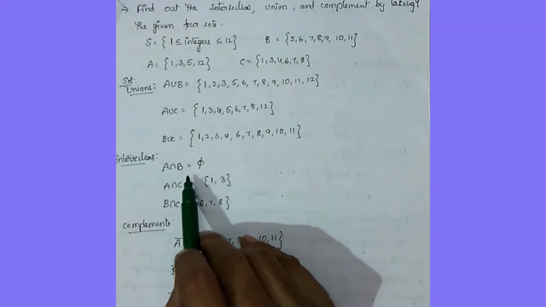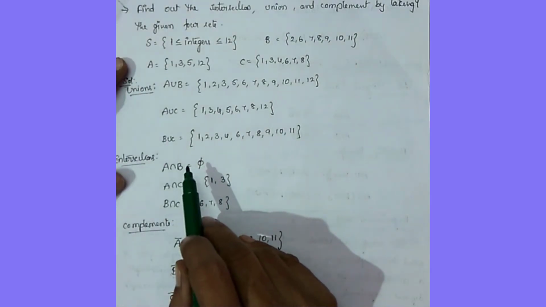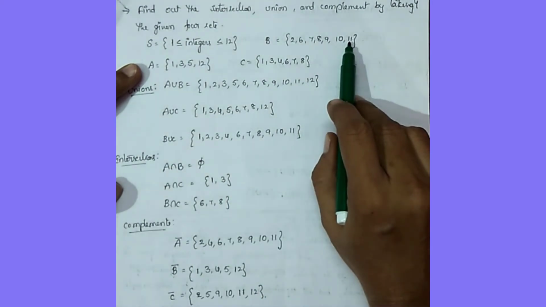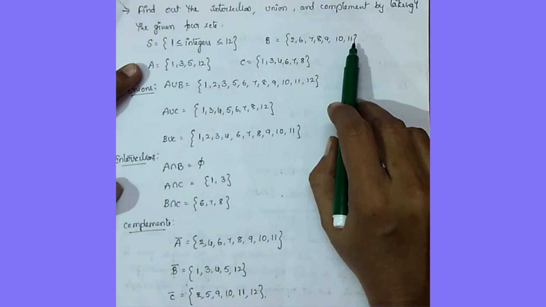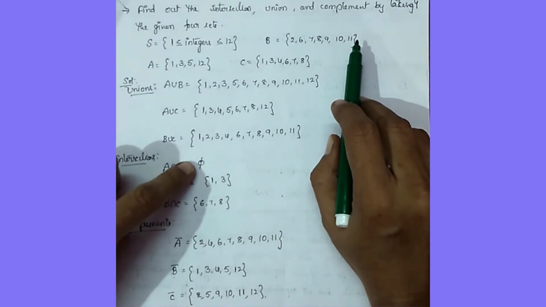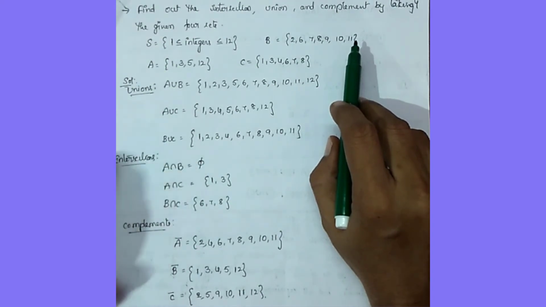Okay. Then see intersection. First, find A intersection B. See here A consists of 1, 3, 5, 12. What is B here? 2, 6, 7, 8, 9, 10, 11. We know that intersection means it consists of common elements. Are there any common elements in the sets A and B? No. So if there are no elements, then the set is represented by the null set. We know it already.